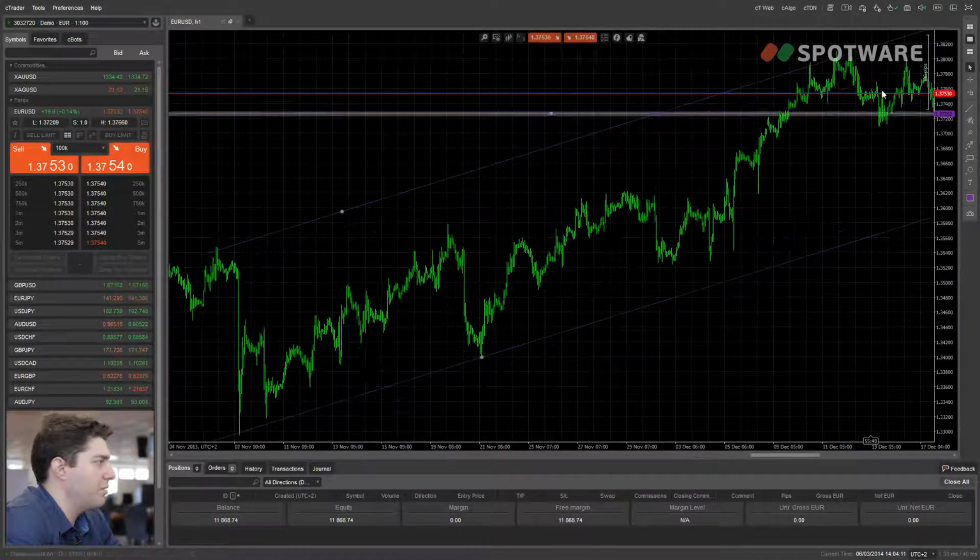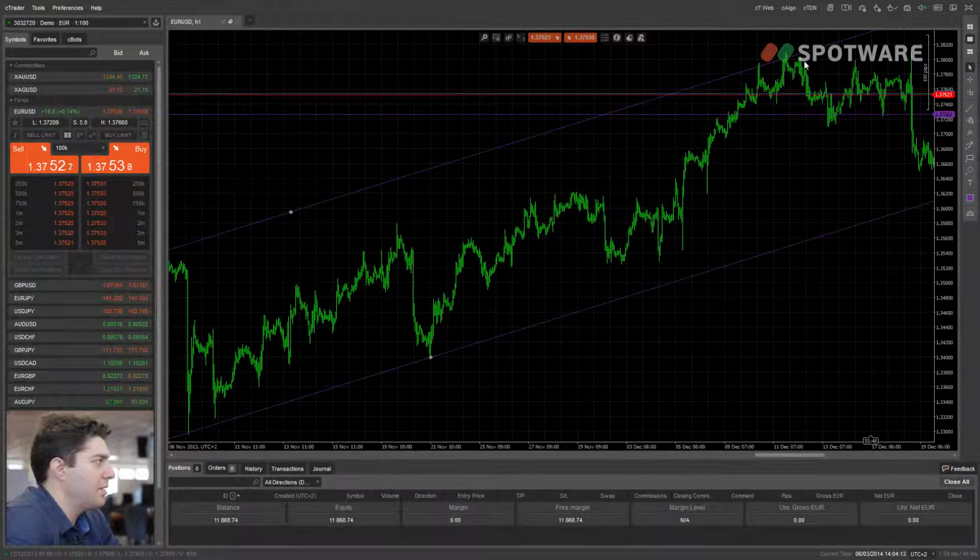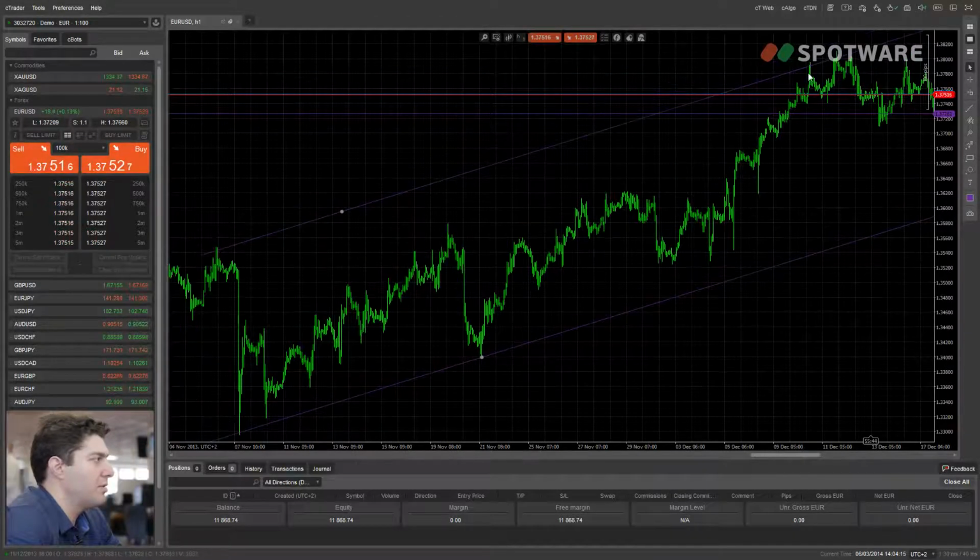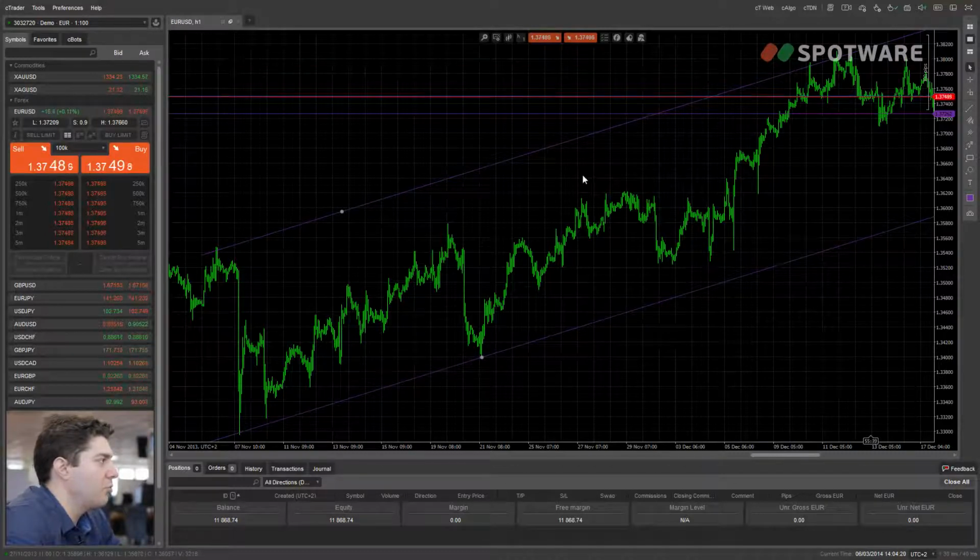As you can see here, for example, it went exactly here and it retraces. I'm not going to tell you that this is some magical resistance level. It's just a good exit. It's just a good place that is high enough for you to get some money and not low enough for you to lose out, you're still trading trends.